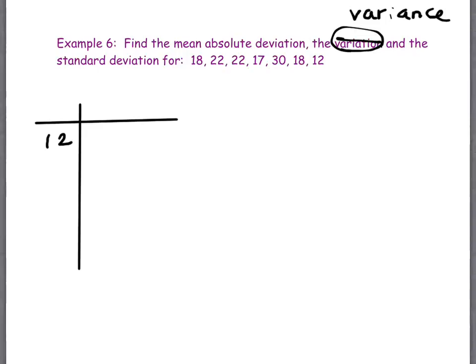So this is 12, 17, 18, 18, 20, 22, no, there's no 20, sorry. Let me get that right. 22, 22, and then 30. Okay, so far so good? You're just putting in the values.